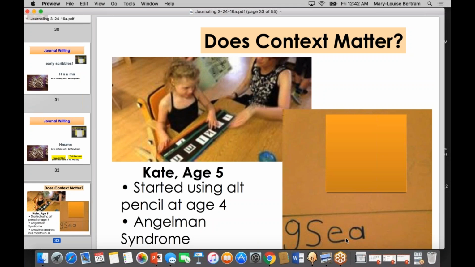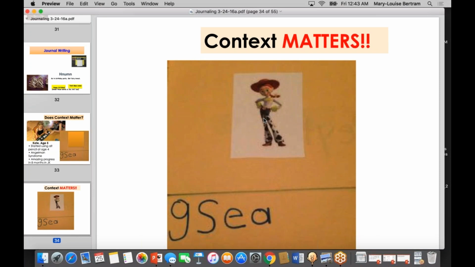So here's a sample of Kate's journal writing. You see a G, S, E and A. And when we're talking about why it matters to have a topic set first, why it matters to talk about what you're going to write about first, it matters because it supports us to give feedback to the child and to see their writing develop. So there's the JSEA, and if we go to the next page, this is what Kate was writing about, Jessie.